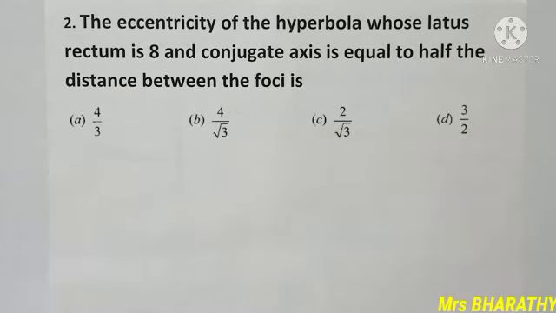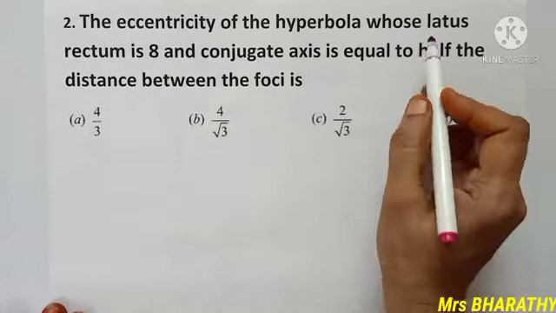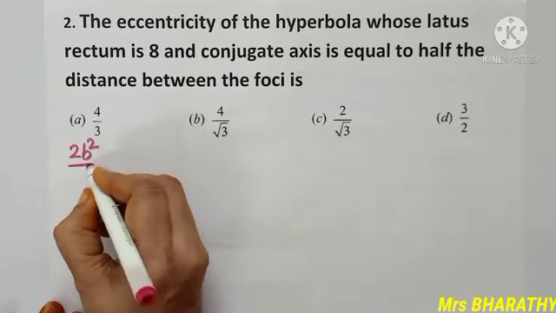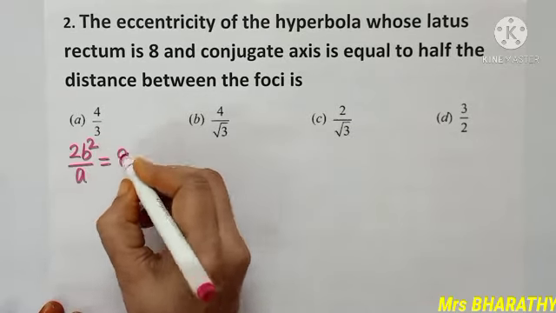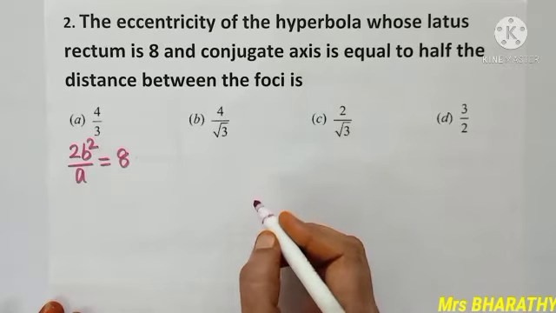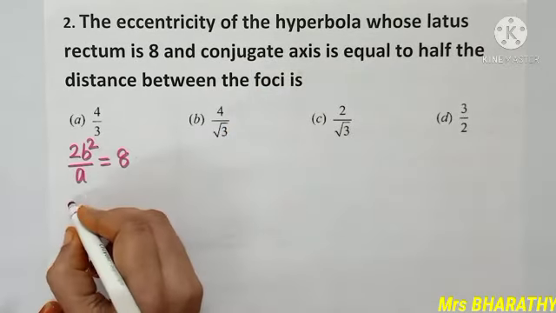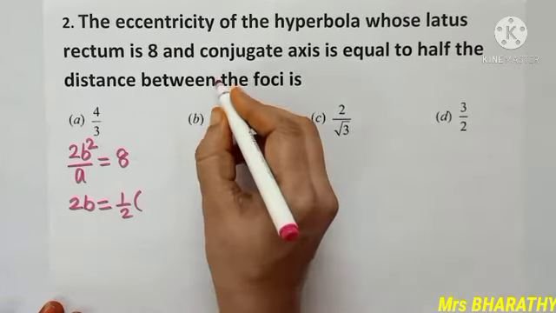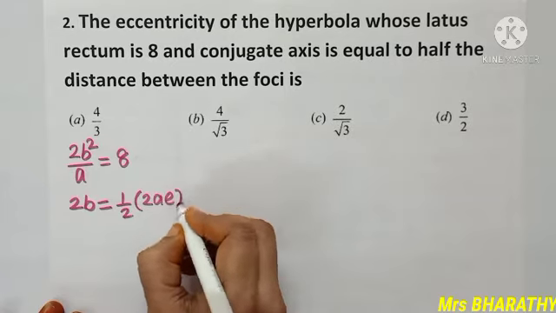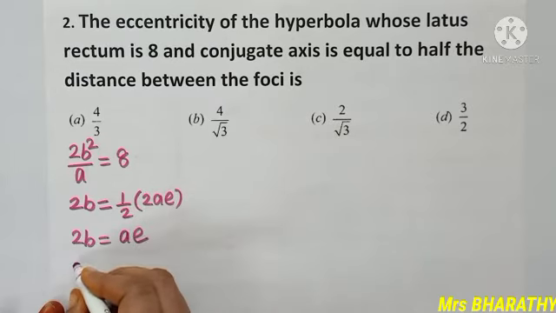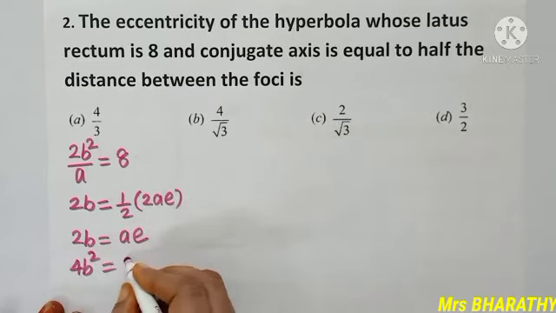Question number 2. The eccentricity of the hyperbola whose latus rectum is 8. We know the formula for latus rectum, 2b square by a, that is 8. Conjugate axis is equal to half the distance between the foci. Conjugate axis we call 2b. Half the distance between the foci is 2ae. From here I get 2b is ae, or squaring, 4b square is a square e square.